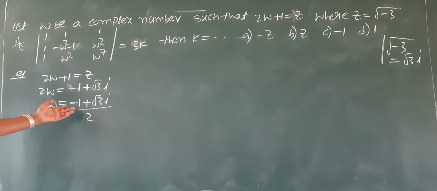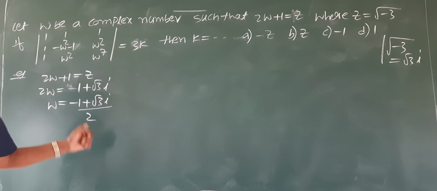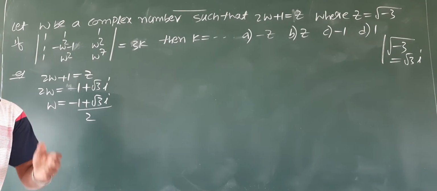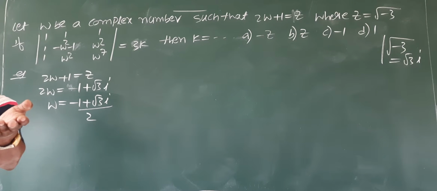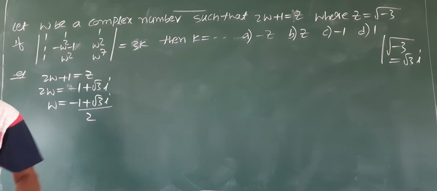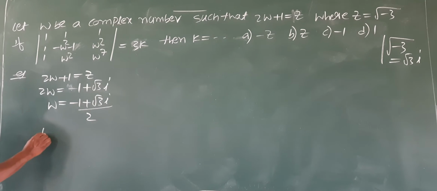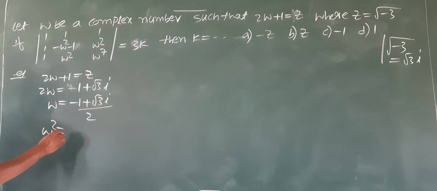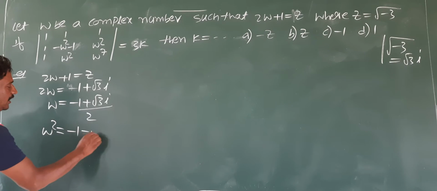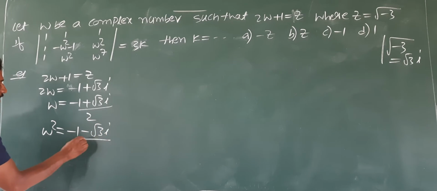So this is the imaginary cube root: minus 1 plus i root 3 by 2. It is the imaginary cube root of unity. I explained this in the previous class. So, students, omega is equal to this much. Omega square is minus 1 minus root 3 i by 2.